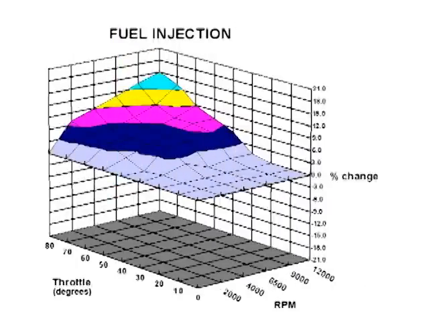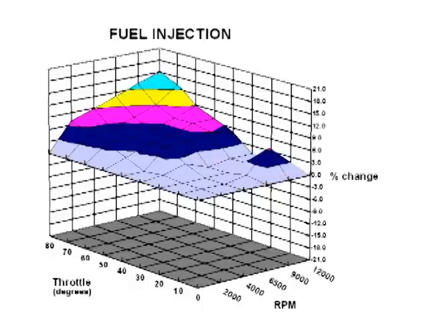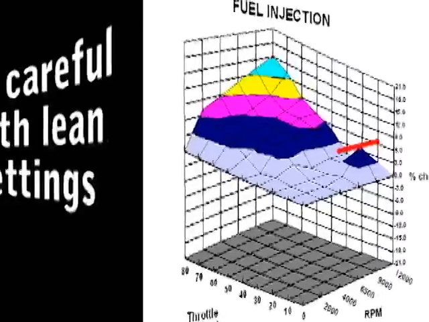For example, let's say the injector duration at this point is 4 milliseconds. If we change the setting from 0 to +2, we would be adding 6% or 0.24 milliseconds, for a total of 4.24 millisecond fuel injector duration. There's quite a range of adjustment, so just like jetting a carburetor, be careful with lean settings.